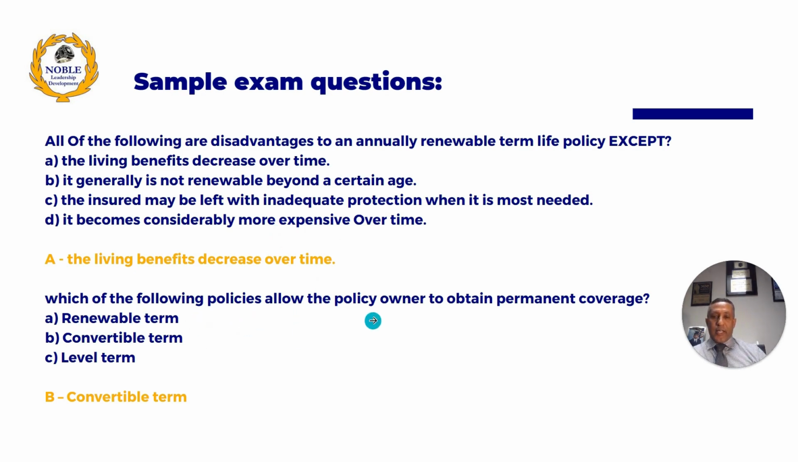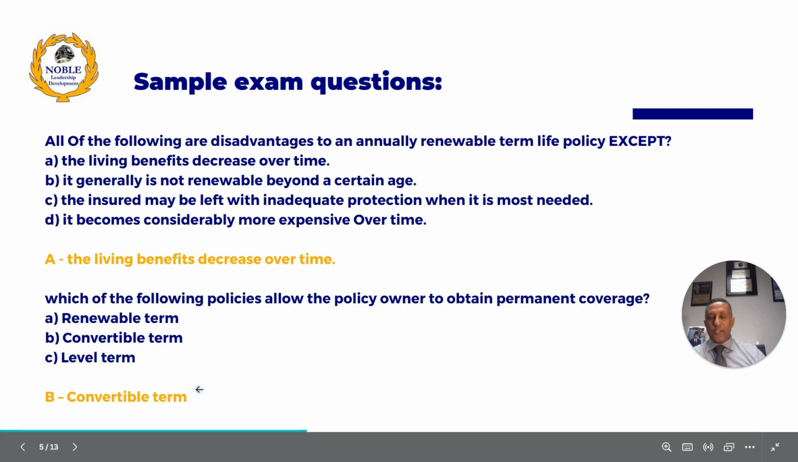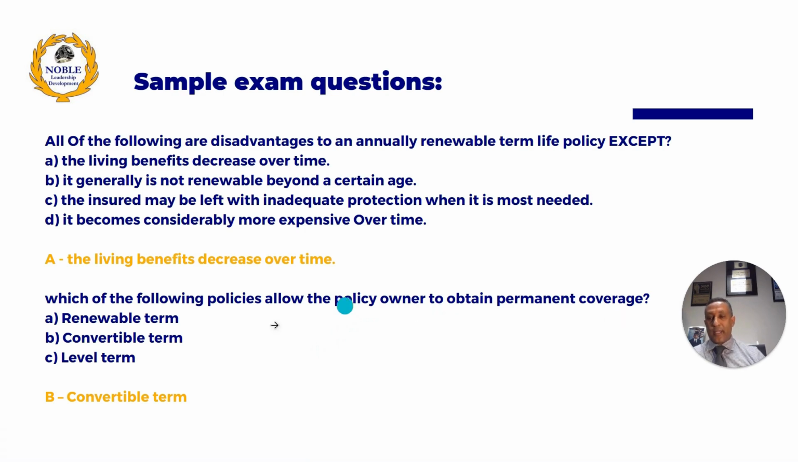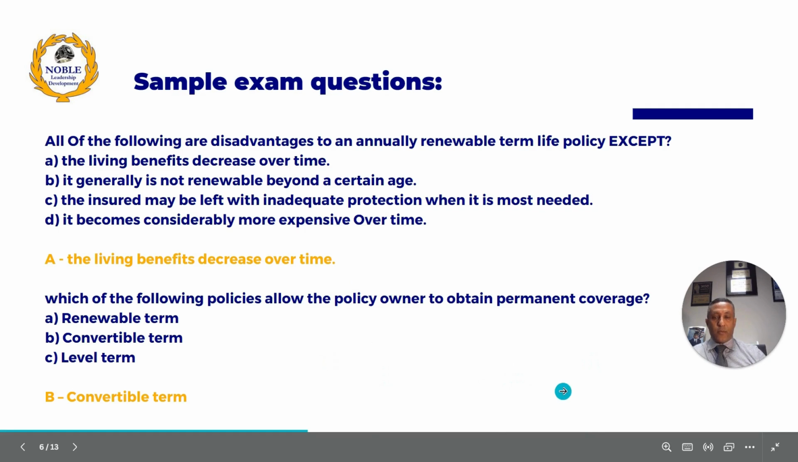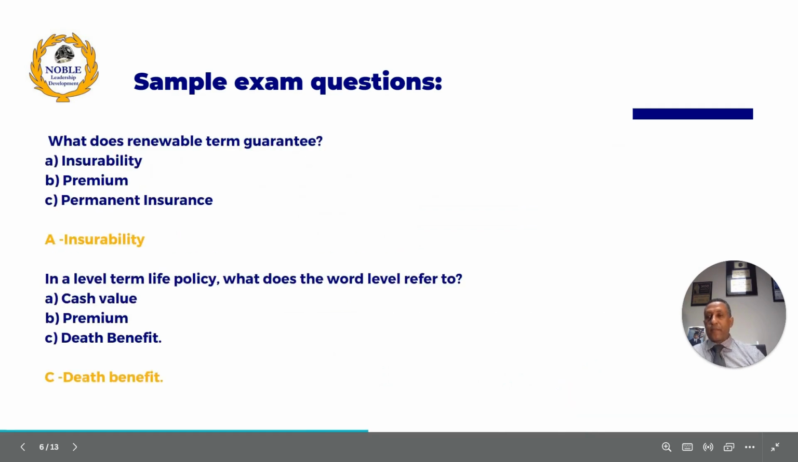Which of the following policies allows the policy owner to obtain permanent coverage? Which of these will allow you to get permanent coverage? A renewable term, a convertible term, and a level term. And the answer is convertible term will allow you to obtain permanent coverage, right? Or in another question, it might bring up group life insurance. Group life insurance will allow you to change it to permanent coverage as well. So those are questions that you might see in the exam, right?